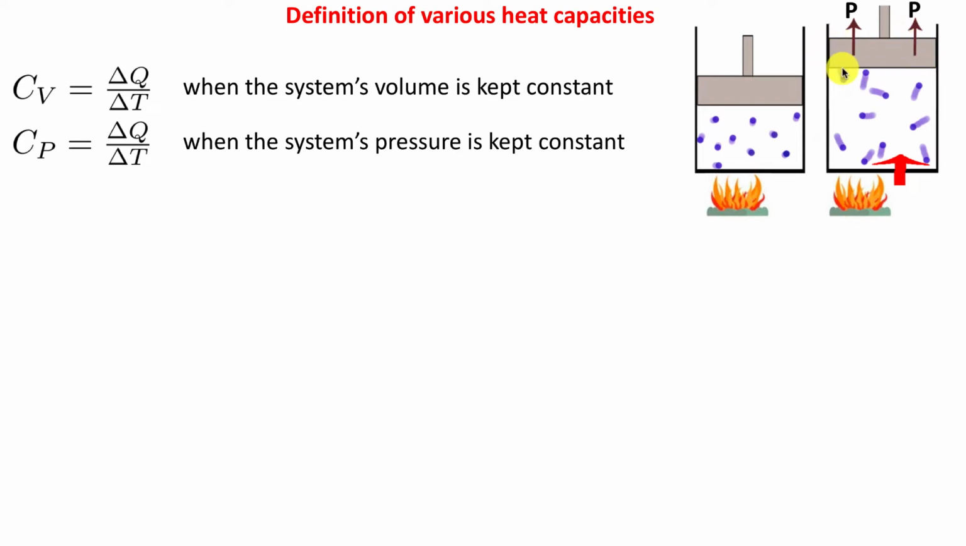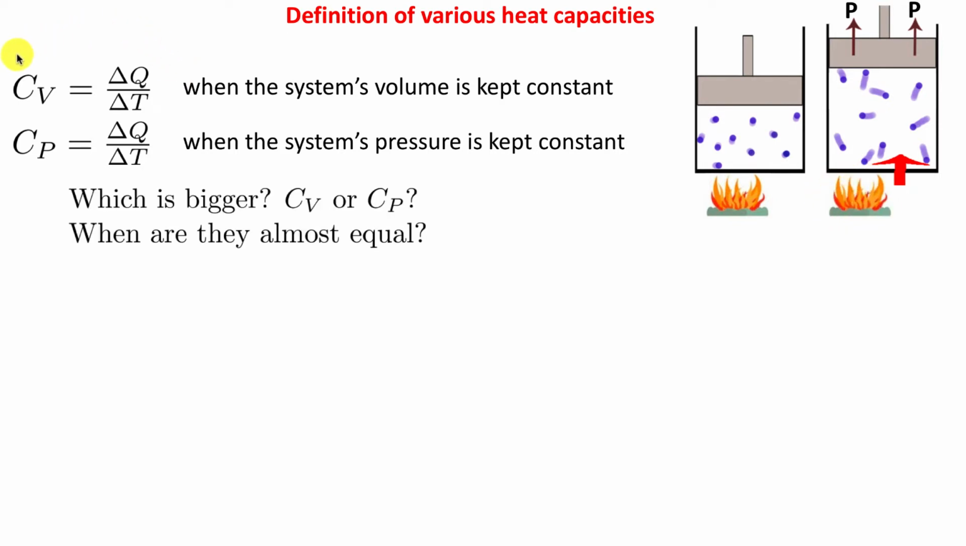On the other hand, I could have allowed this piston to move, so it has moved up a certain distance. And that means that this system has done work against the external pressure. So the atmosphere is bearing down on this, and this system has worked against the atmosphere. It's pushed the piston up, and so this system has done work. Well, where did that work come from? It came because you added in that extra amount of heat.